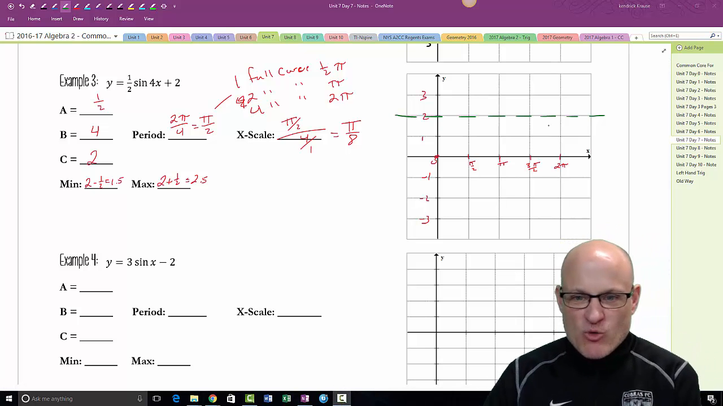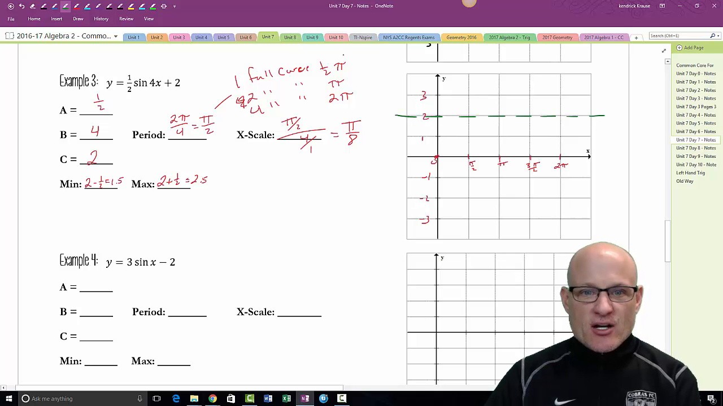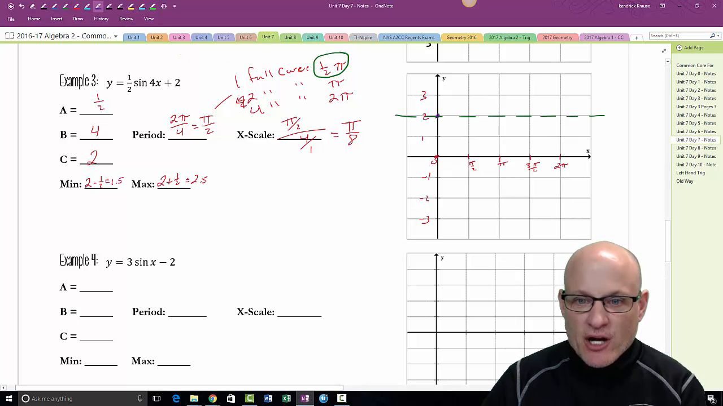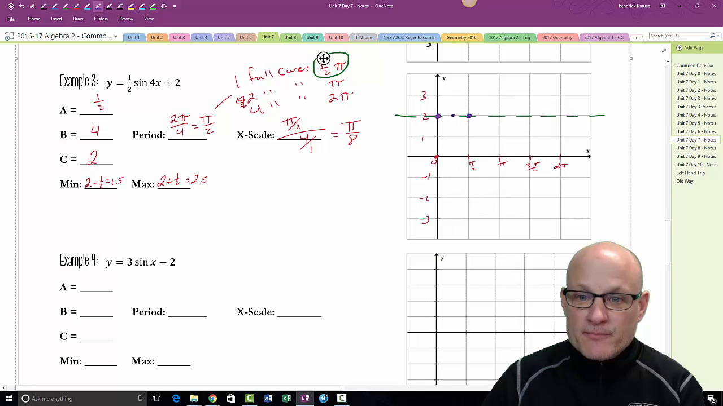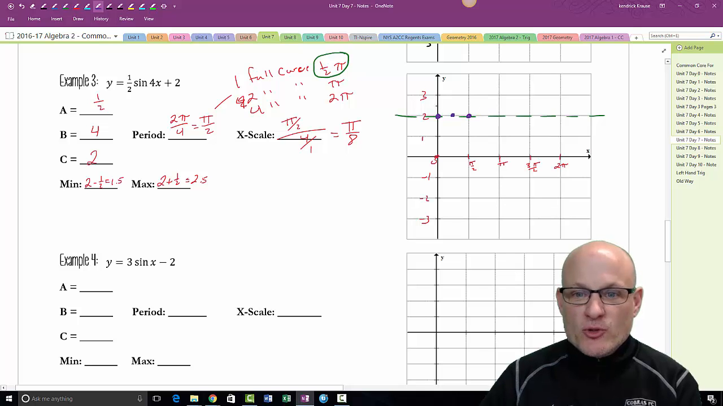All right, so let's try to graph this thing. Here's the trick to this one. We're going to finish one full curve in pi over 2. So that means it's going to start at a 0, end at a 0, and it's going to be 0 in between. We're going to go up to 2.5. That's going to be our maximum. And down to 1.5. That'll be our minimum. So we're going to go up here and down here.